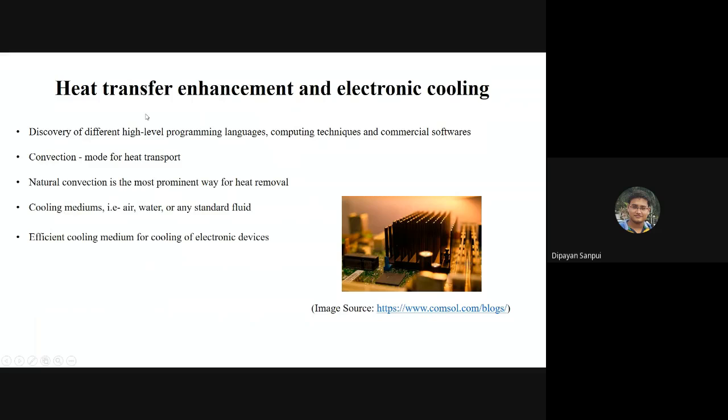So starting from heat transfer enhancement and electronic cooling, with the discovery of different high-level programming languages, computational techniques, and commercial software for complex engineering design and analysis problems, there is a need for high-performance computers. Inside those computers, there are very small sophisticated devices that are basically heat generating. So in order to cool those electronic circuits, natural convection is the most prominent way for heat removal. For natural circulation using a cooling medium, you can consider air, water, or any standard fluid, whereas nanofluid can also be a solution for an efficient cooling medium for electronic devices.